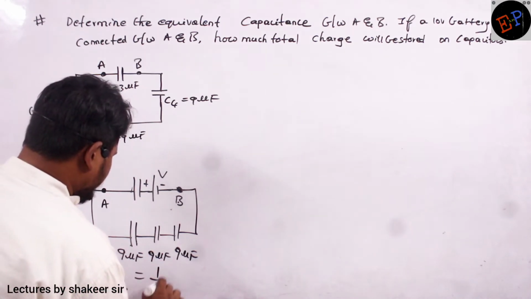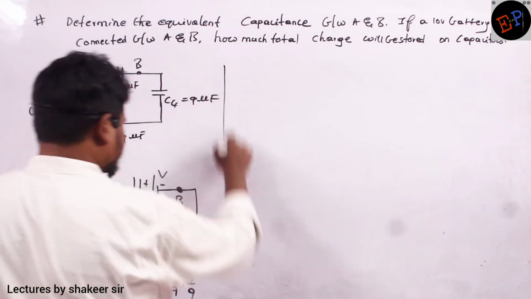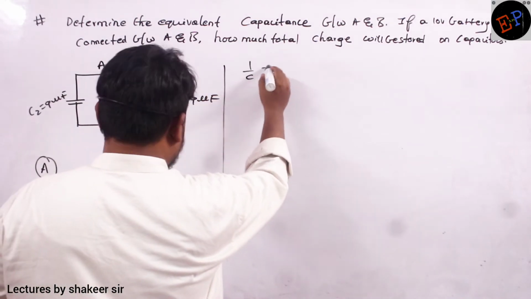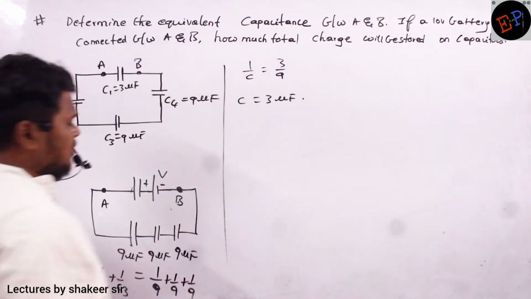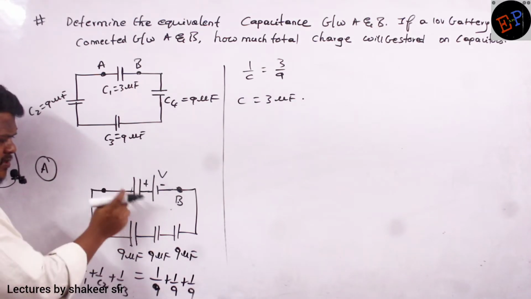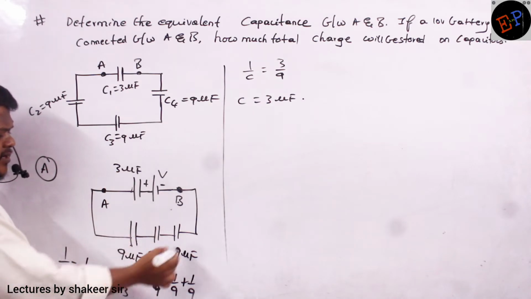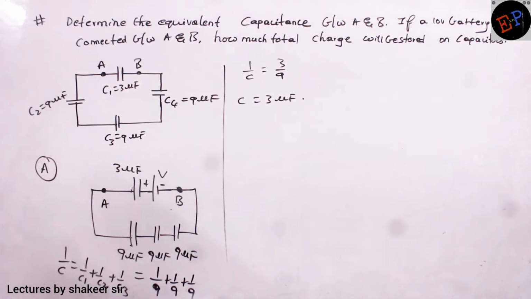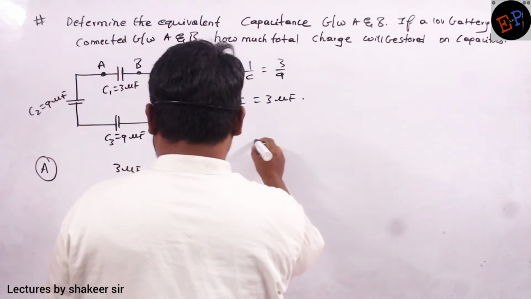So 1 by 9 plus 1 by 9 plus 1 by 9. So total how much it is? So 1 by C is equal to 3 by 9. So C is equal to 3 microfarads. Clear, no? So therefore, now if I see this capacitor, what is the capacitance? 3 microfarad. And these three capacitors, they are in parallel connection. So therefore, how can I draw the circuit? I can draw the circuit like this.